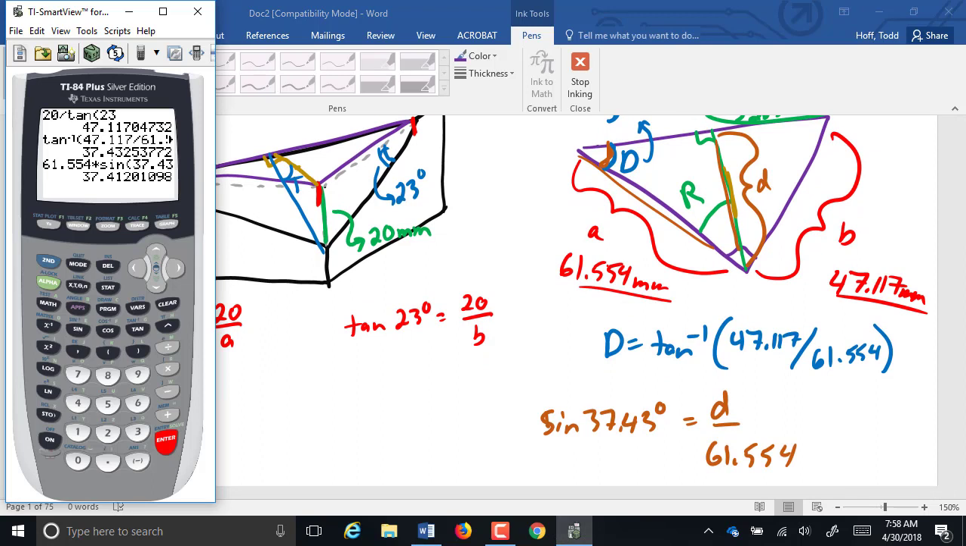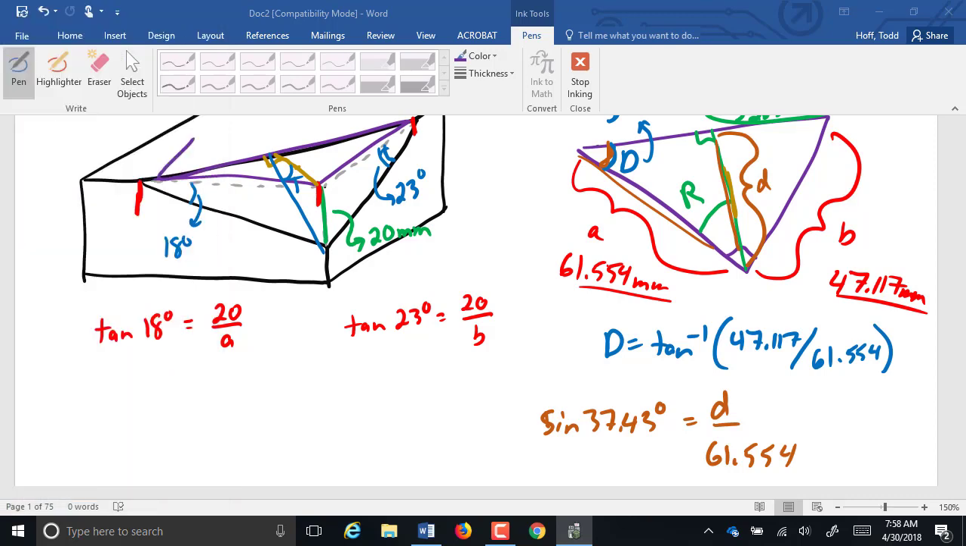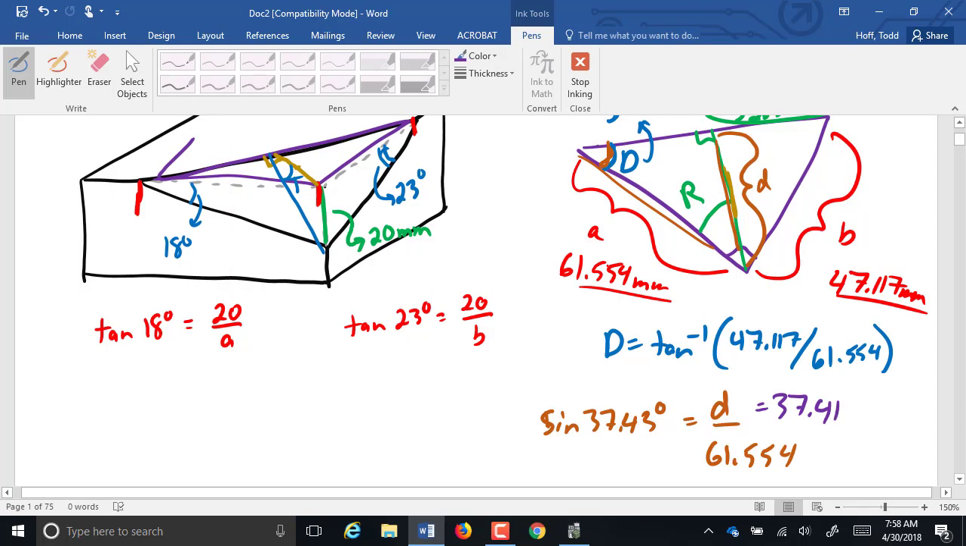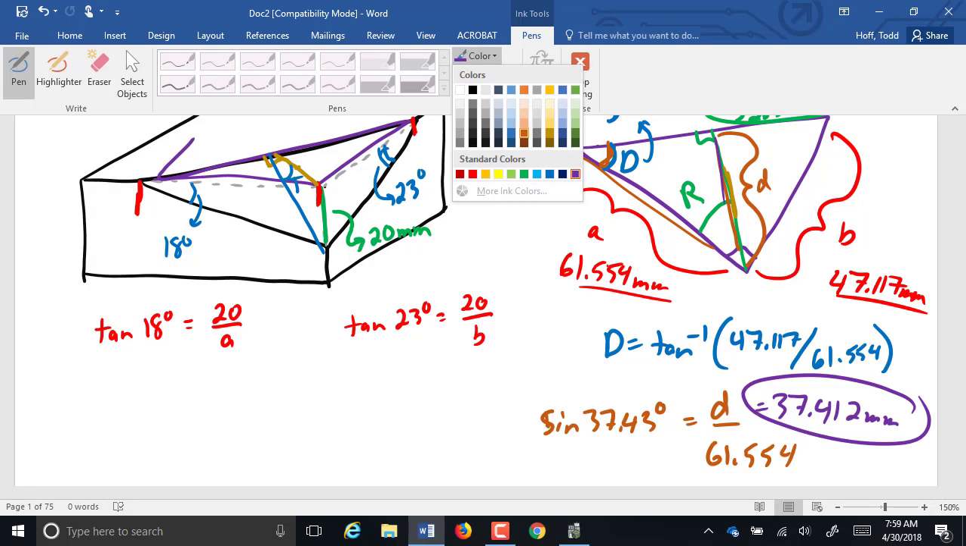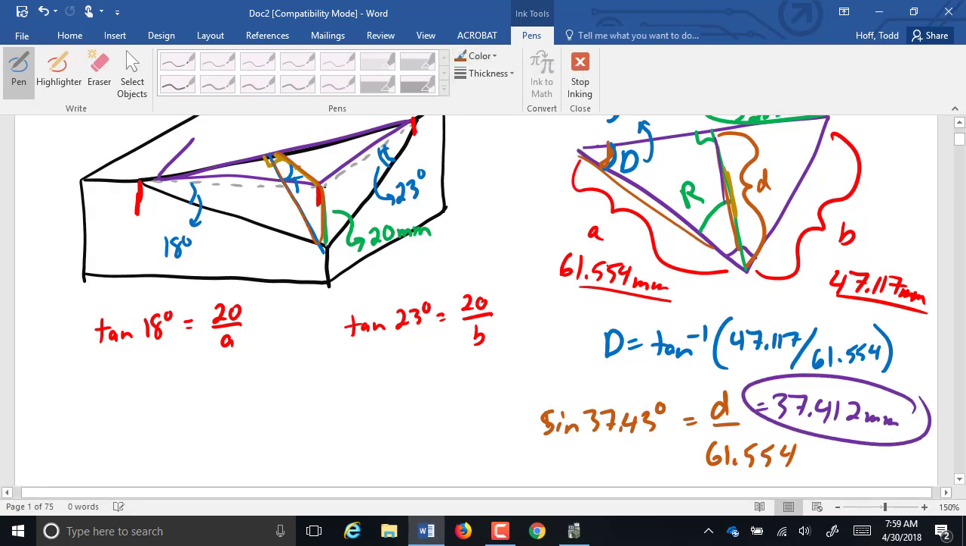Gotcha. You did cosine instead of sine? Should have still worked out to be about the same, which it did. So 37.412 millimeters we get there is that length. So then to look at this triangle here, what we have on top is what we just found, the 37.412.